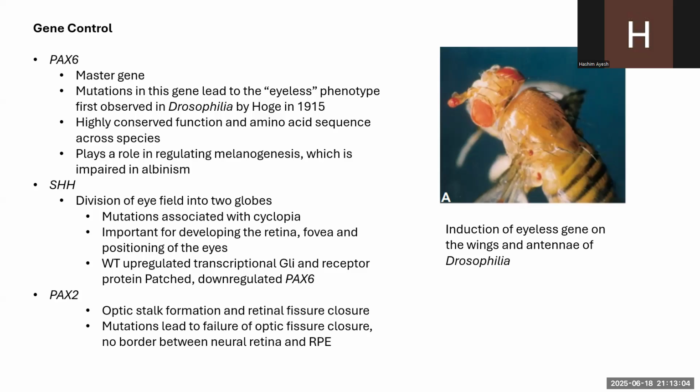And on the right, we can see a Drosophila that has the eyeless gene ectopically induced on the wings and antennae.